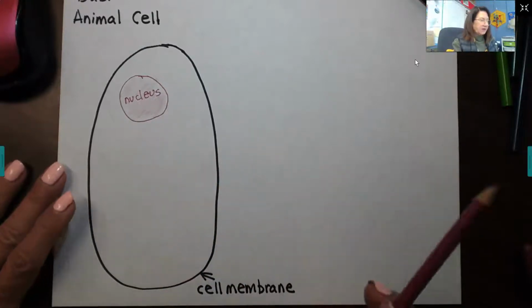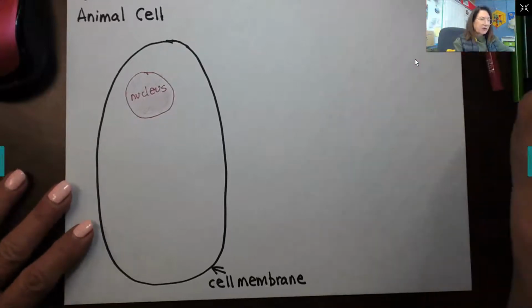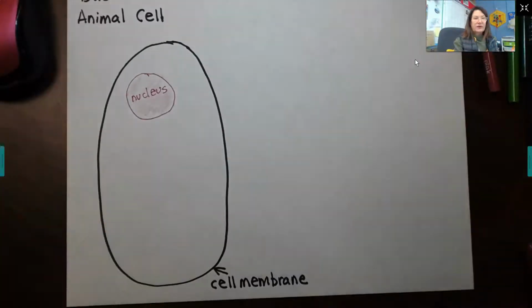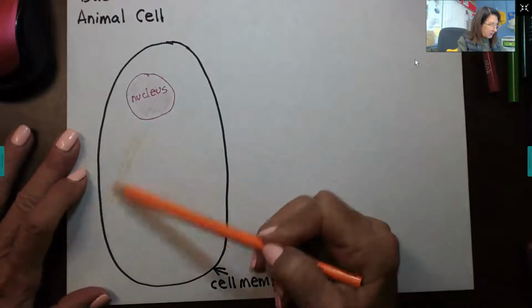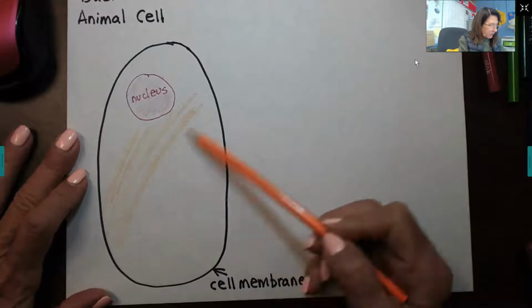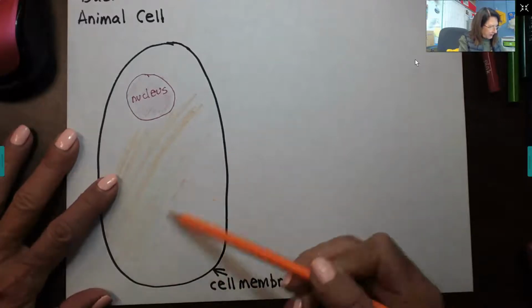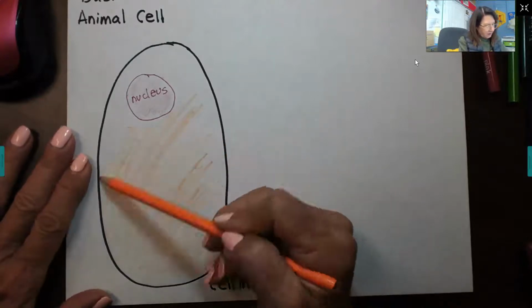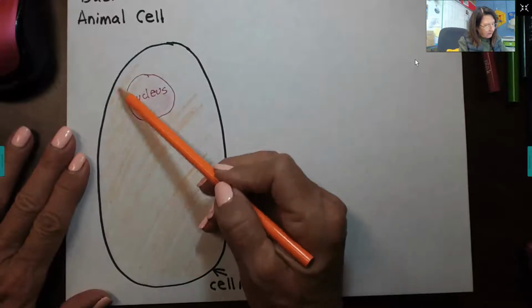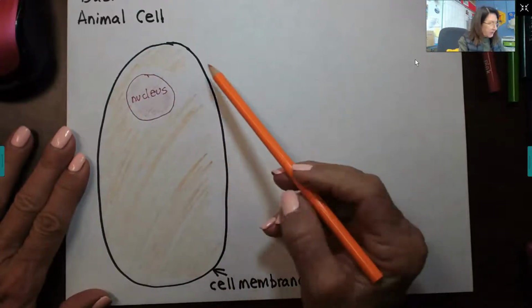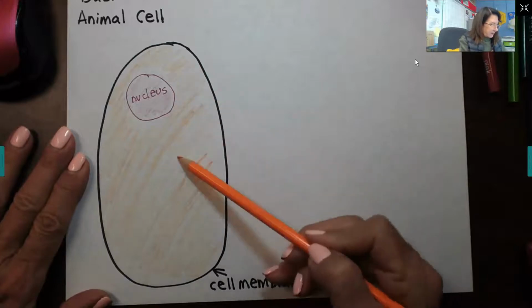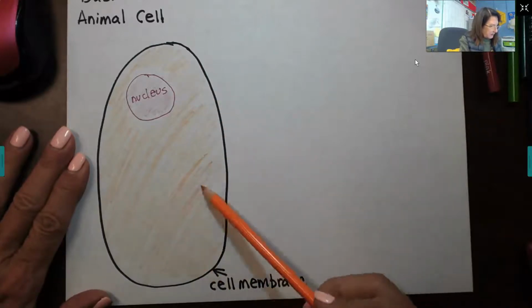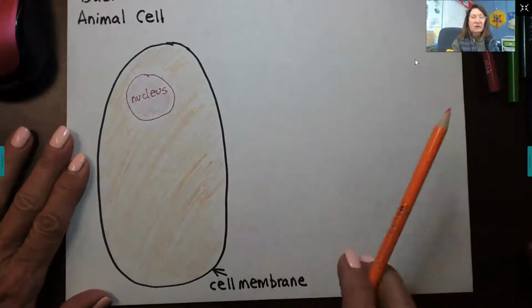Okay, so next, remember I said we were putting in three of the organelles. So we have the nucleus, the cell membrane, and now we need the cytoplasm. So the cytoplasm, I'm just going to make orange in here. And you're coloring it so you know something's in here. And the cytoplasm is really like the jelly-like substance that keeps everything together in the cell. So color this. And then I'm going to label it.